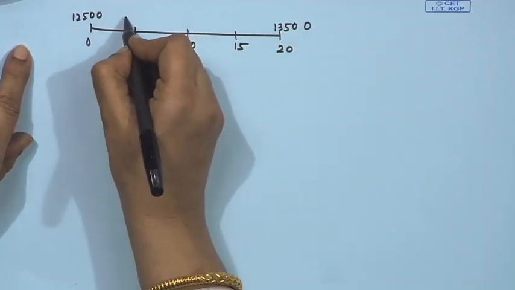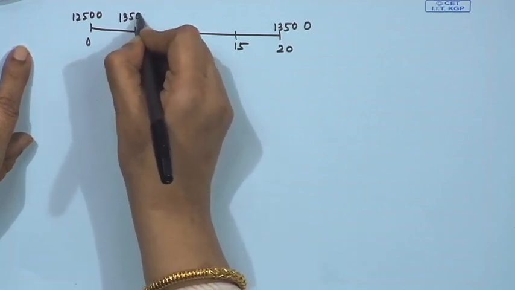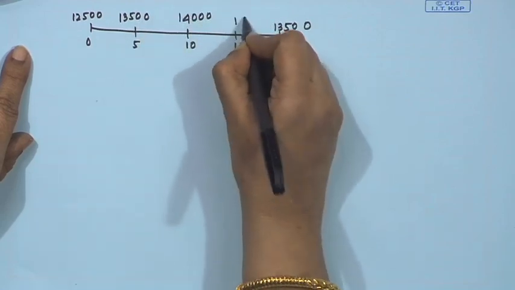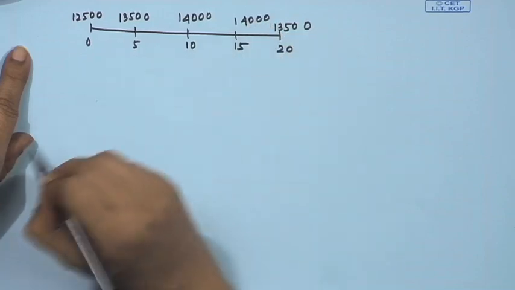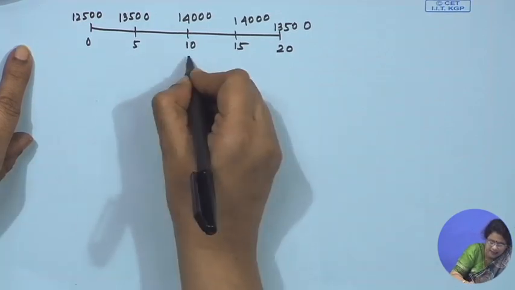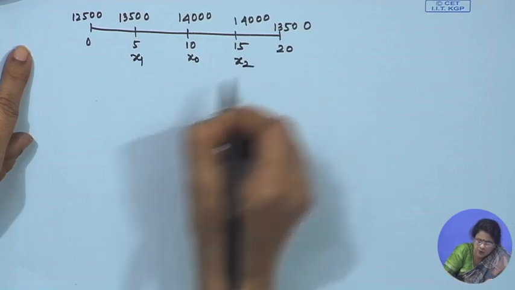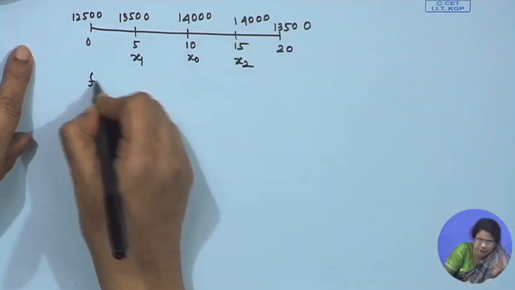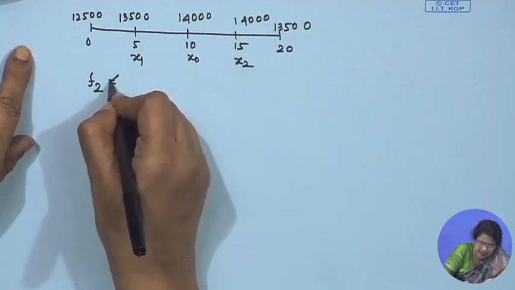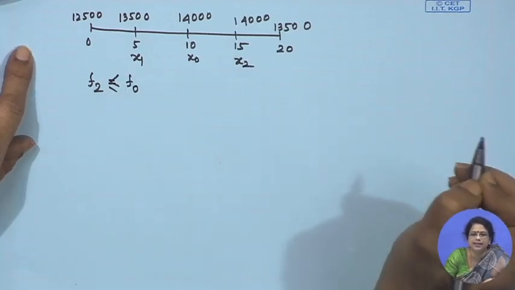You can get the values just after substituting the value of x. This is x 3500, 14000 and 14000. What could we guess here? We could see that if this is my x naught, this is my x 1 and this is my x 2, f 2 is the same as f naught, rather I can say less than or equal to f naught, in general.